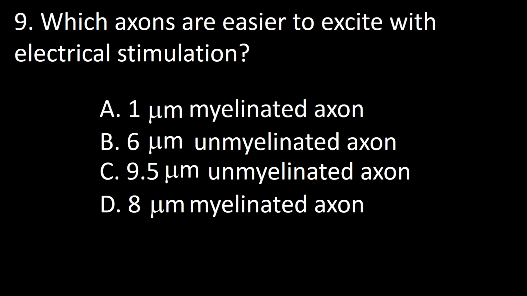Next question. Which axons are easier to excite with electrical stimulation? A. 1 micrometer myelinated axon, B. 6 micrometer unmyelinated axon, C. 9.5 micrometer unmyelinated axon, D. 8 micrometer myelinated axon.